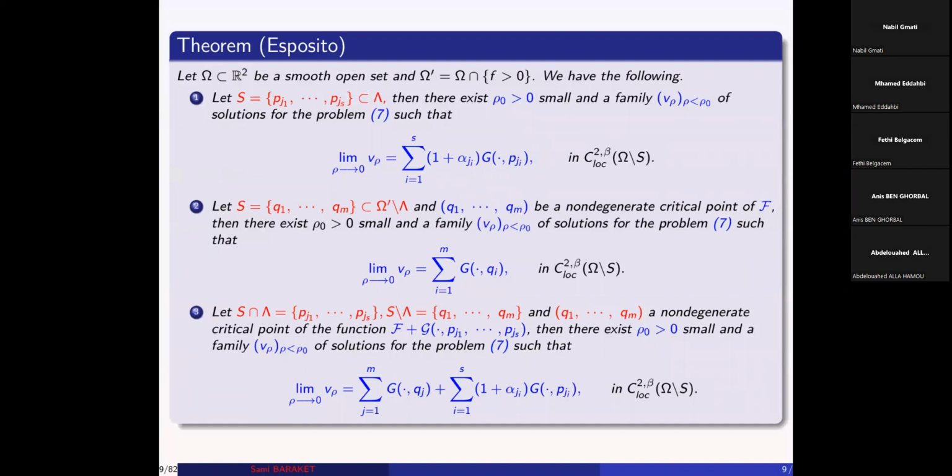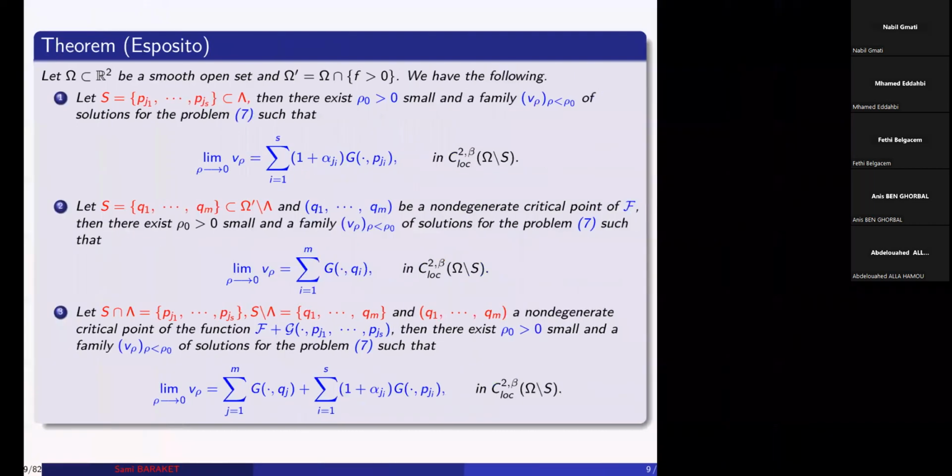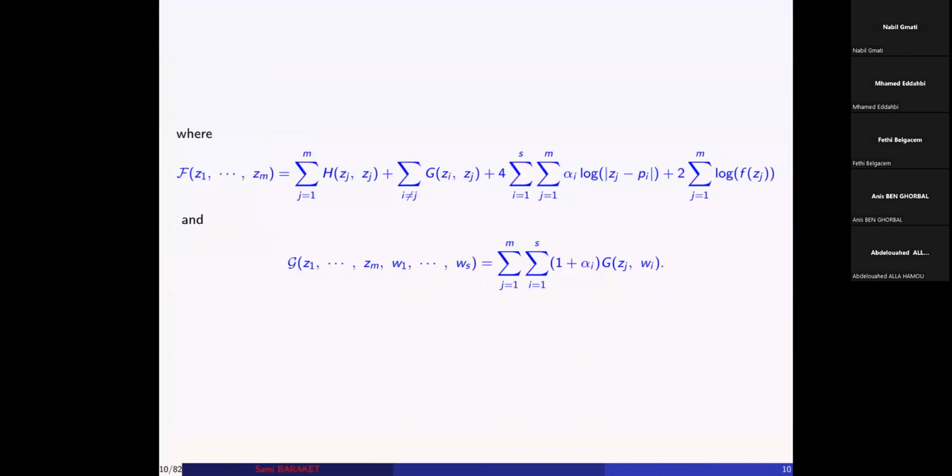Now, if we have blow-up at a Dirac mass, the solution U_rho will converge to the desired profile, but under some condition on the location of the blow-up points, given by the functional f and the functional j. f is given also by the Green function and its regular part.